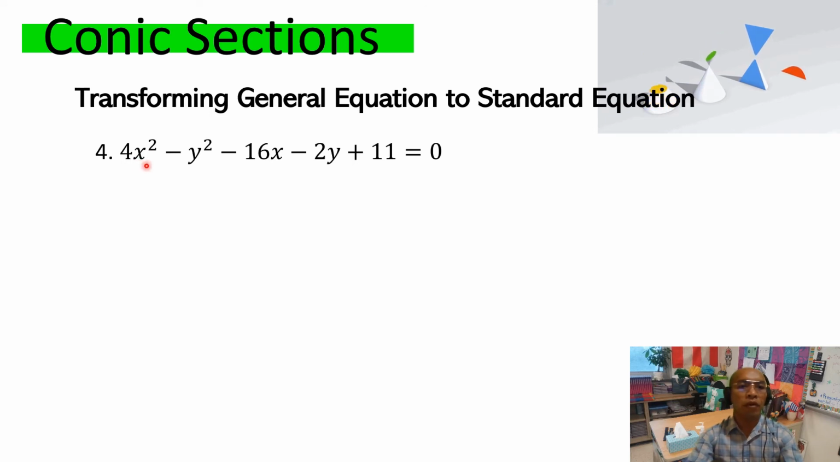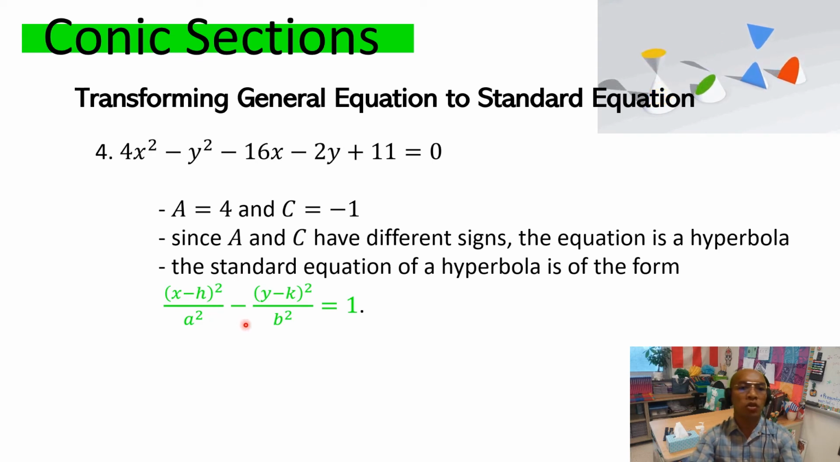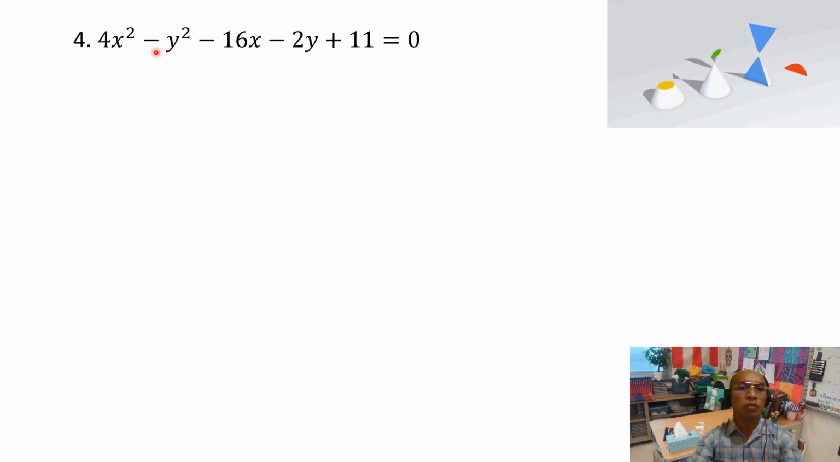Next example, 4x squared minus y squared minus 6x minus 2y plus 11 is equal to 0. So our A is equal to 4, our C is equal to negative 1. Since they are not equal and they are in opposite sign, therefore this is an equation of a hyperbola. The equation of a hyperbola is x minus h quantity squared all over a squared minus y minus k quantity squared all over b squared is equal to 1. Transform this equation into standard form by completing the square.